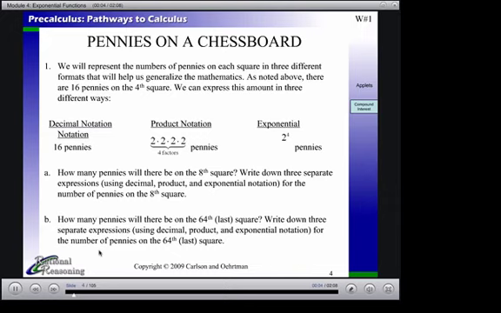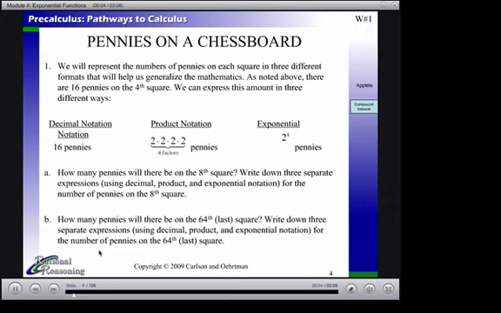The first is decimal notation. That's just the number of pennies. So if we're talking about the 4th square, decimal notation says there's 16 pennies. If we're talking about product notation, where did that 16 come from? Right, so we had the 1 penny to get the first square, multiplied by 2. And then to get the second square, multiplied that by 2. And then third square, so 4th square is actually having multiplied 2 together 4 times. So we want to represent it in that product notation.